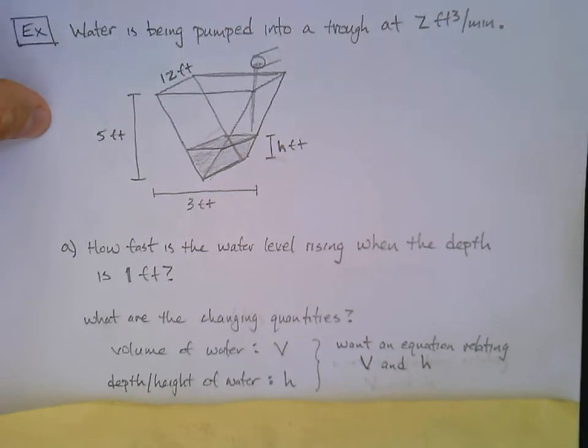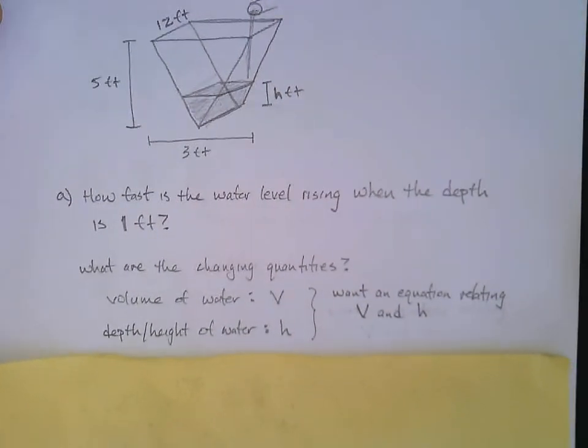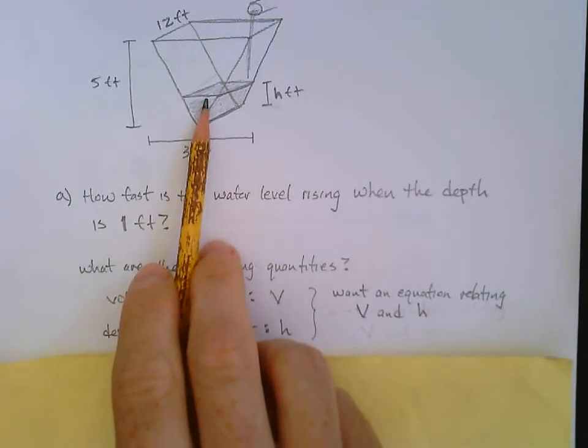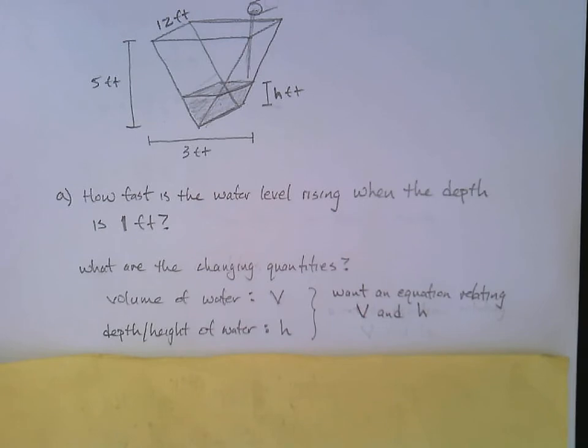So let me just show you. We kind of try to scroll up a little bit. The volume of the water, we're going to call that V. And the depth, or maybe you call it the height of the water, and since it was in our drawing as h, we're just going to call that h. Now the volume of water is always changing at the same speed, right? 2 feet cubed per minute. But the height of the water changes at different speeds, right? When the water level's low, it goes fast. When the water level's high, the height changes slower. Okay.